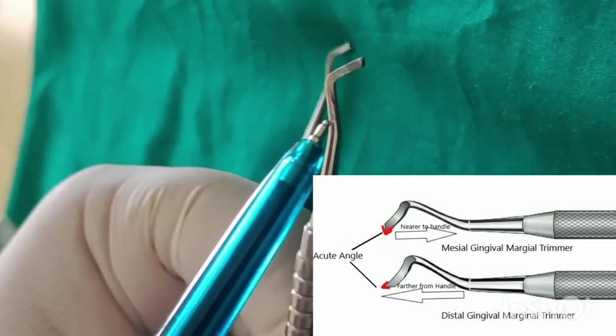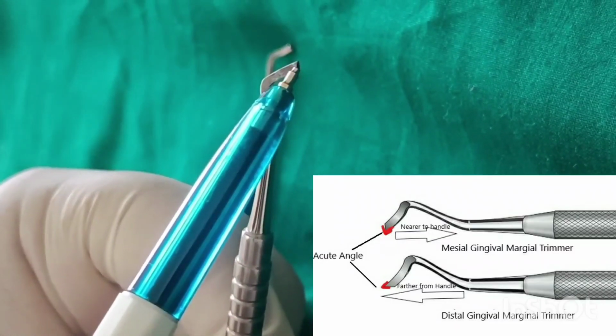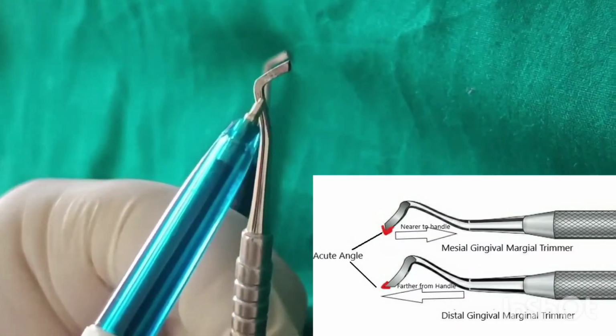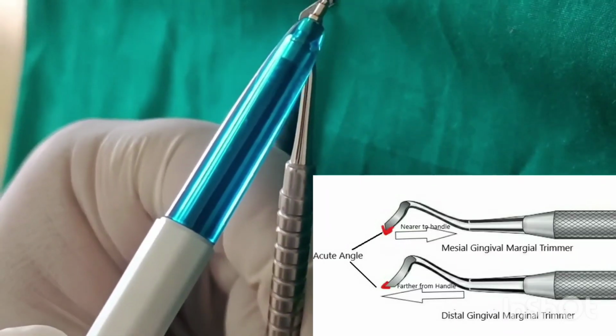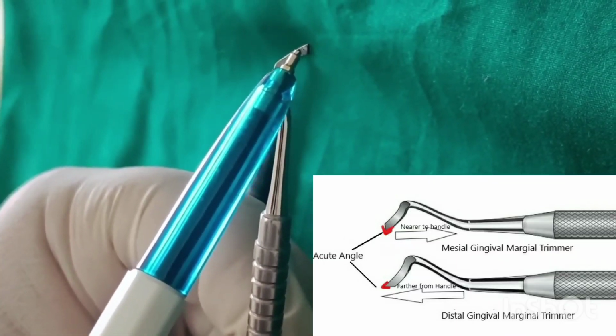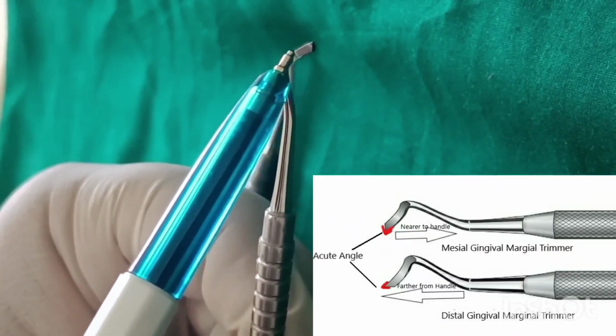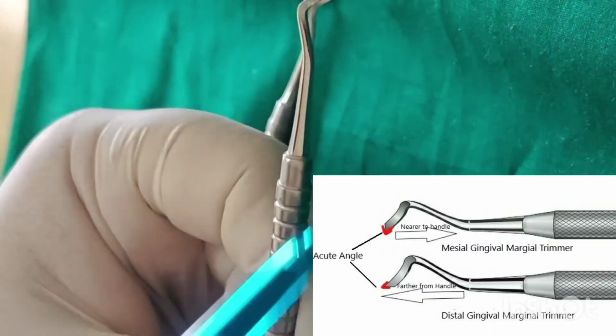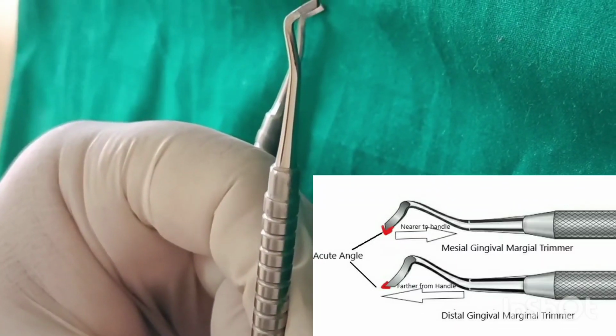In distal GMT, the acute angle of the cutting edge is farther from the handle, so it is a distal GMT.